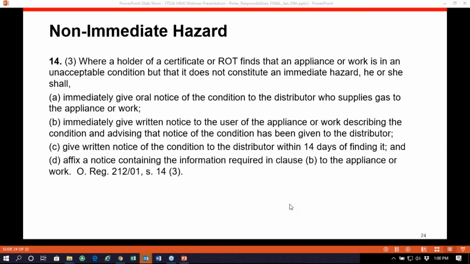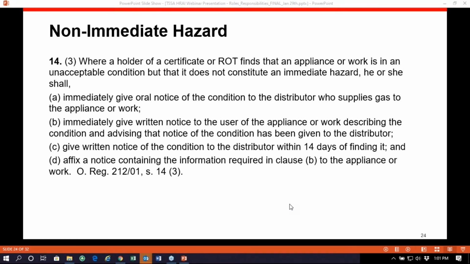So let me clarify a little bit about what my expectations would be as the Director of Fuels. If you're working on a piece of equipment and there is another piece in the vicinity of where you're working, the classic example is if you're working on a furnace, generally the water heater is right next to it. If you eyeball the water heater and you see a problem with the venting, I would expect you to identify that and advise the customer that there's an issue with the water heater.